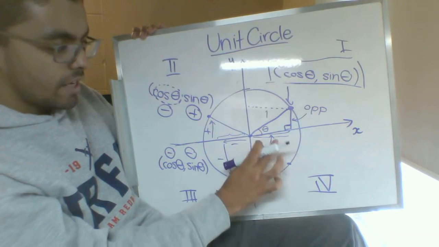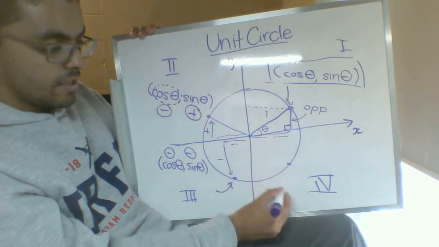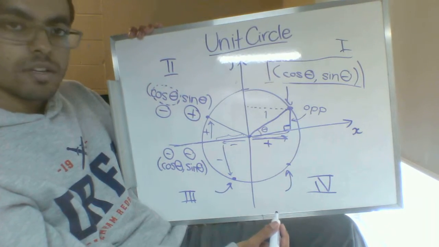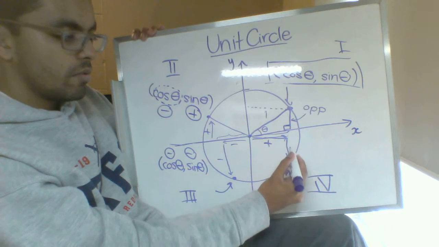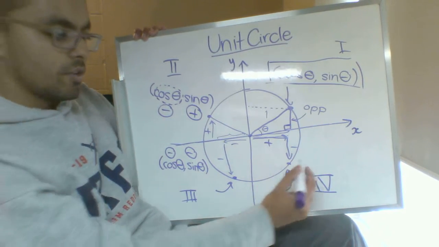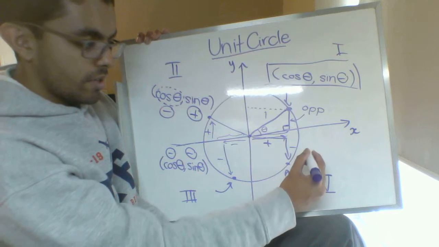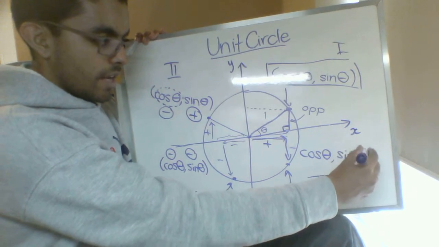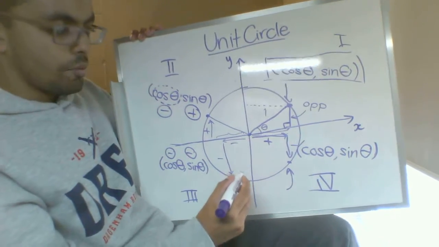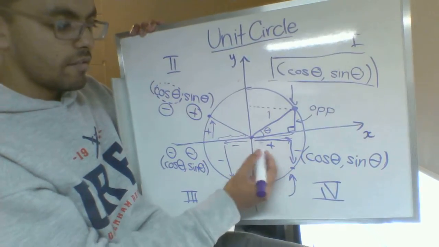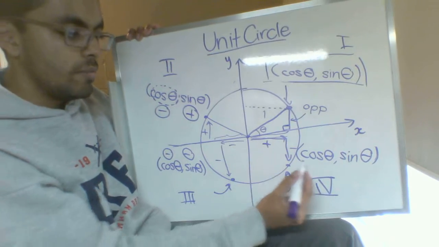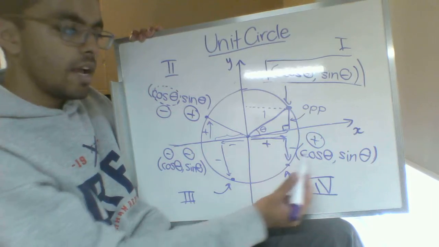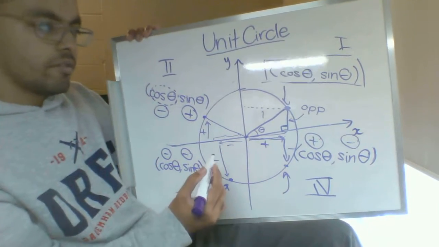And then lastly, over here, to get to this point, we have to move in the positive x direction, but the negative y direction. So, once again, let's label this point cosine theta, sine theta, and what we get is that the cosine theta value, that first value, will be positive, but sine theta, because we're moving down, will be negative.